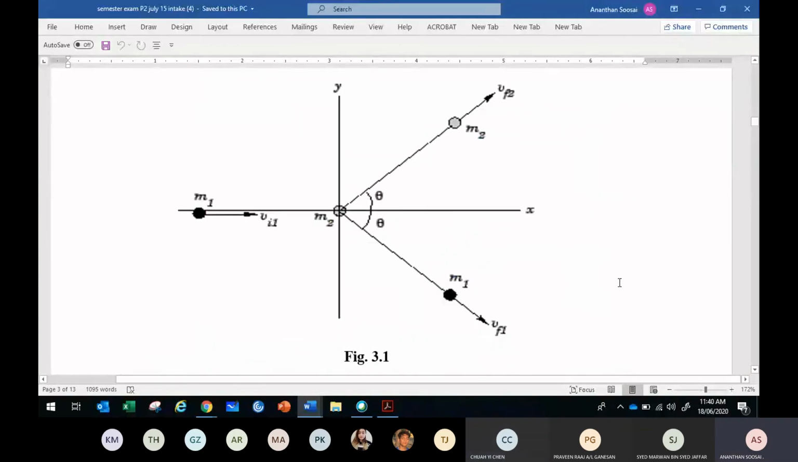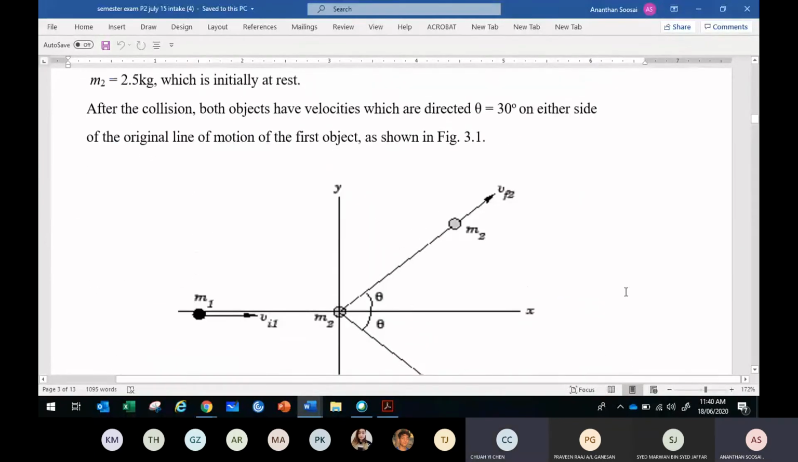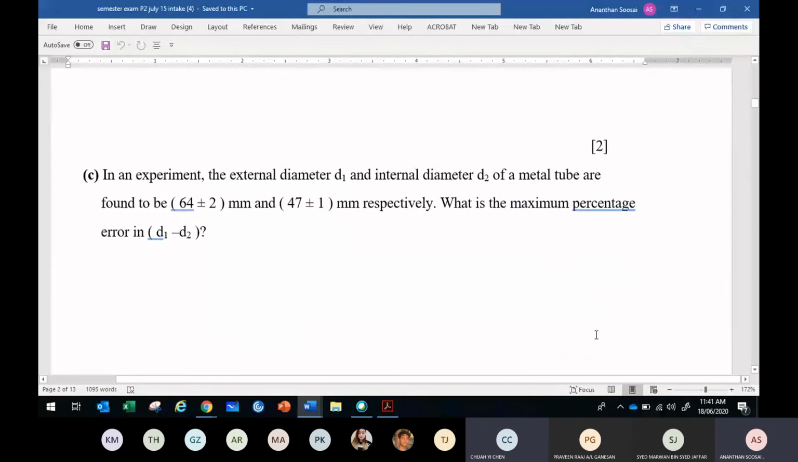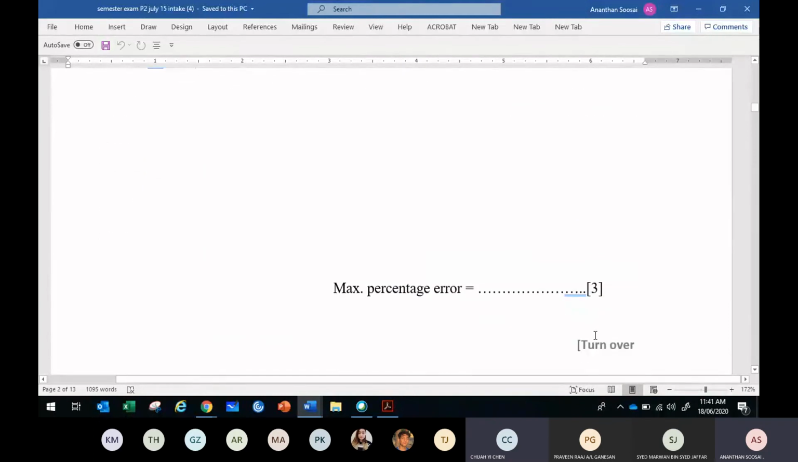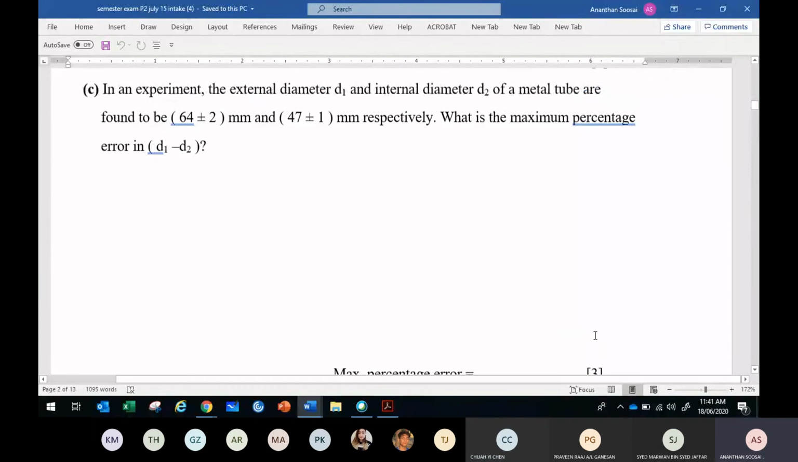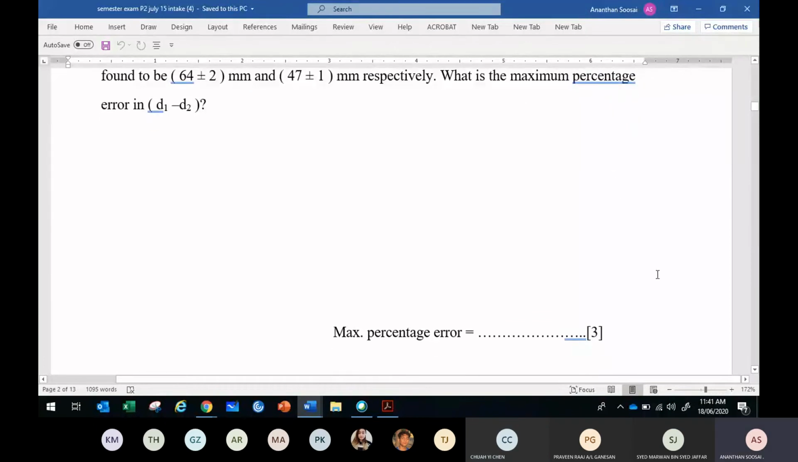Sir, when we find the percentage uncertainty, will there be any difference between the maximum and minimum percentage uncertainty, like the value we find? For example, 2C. For this question, we always find the maximum percentage error. The percentage error we are finding is the maximum error possible.